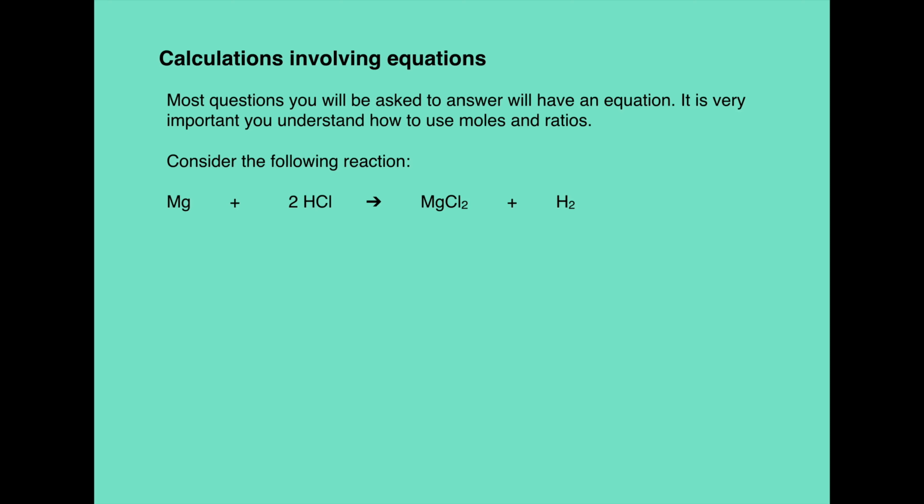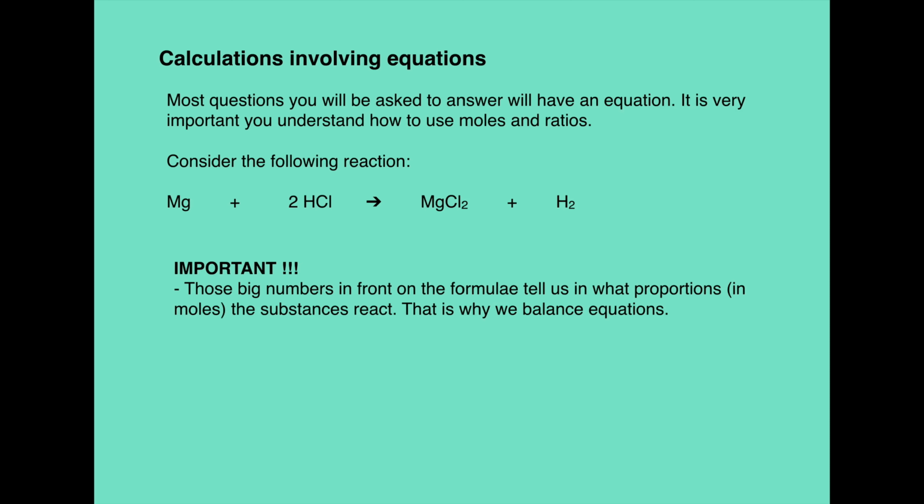There are two methods that we can use to solve these kinds of problems, and we'll go through each of them. So, things to remember: the big numbers in front of each of the reactants and products tell us the proportions in moles of the substances that react. This is why we balance equations. So this tells me that 1 mole of magnesium reacts with 2 moles of hydrochloric acid to produce 1 mole of magnesium chloride and 1 mole of hydrogen.